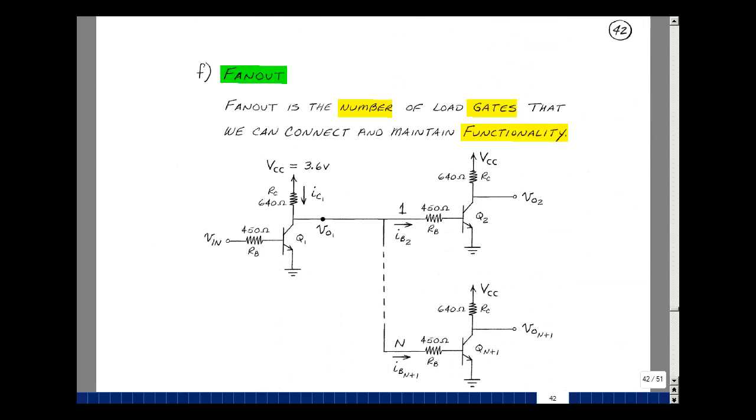A problem that's common to bipolar logic gates is a thing called fan-out. This is the number of load gates that you can connect up and still maintain functionality. Suppose we have an inverter, and we now hook it up to N inverters. How big could N be before things stop working?